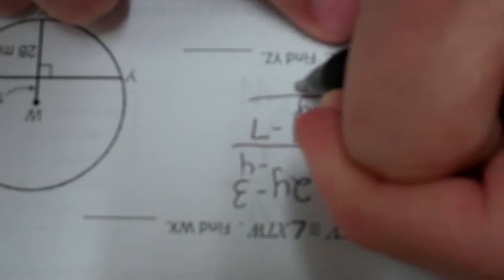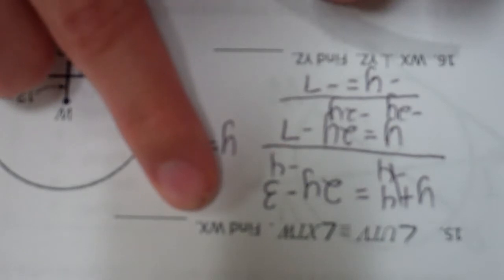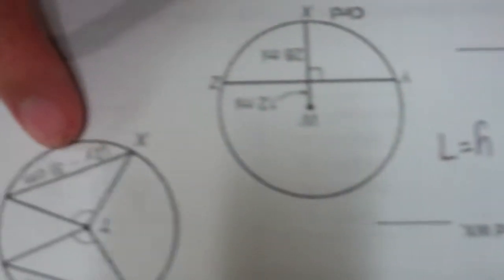Negative y equals negative 7. Divide both sides by negative 1, so y equals 7. But they want us to find WX. So we're going to go over here and plug in 7. So 2 times 7 minus 3. So WX should equal 11.